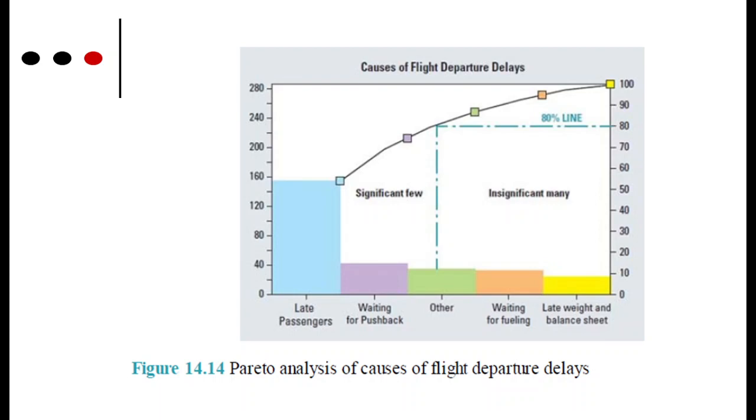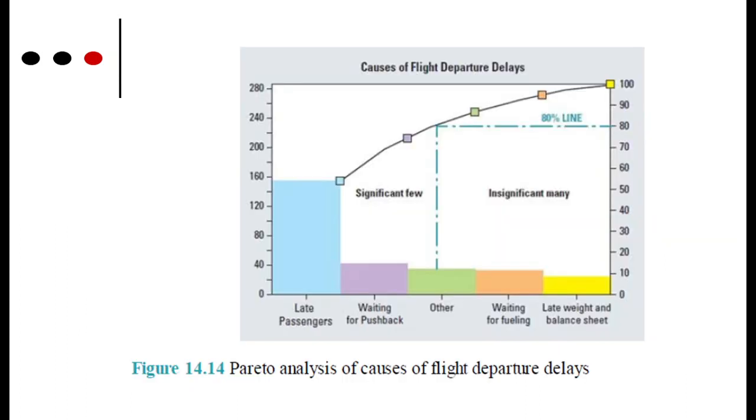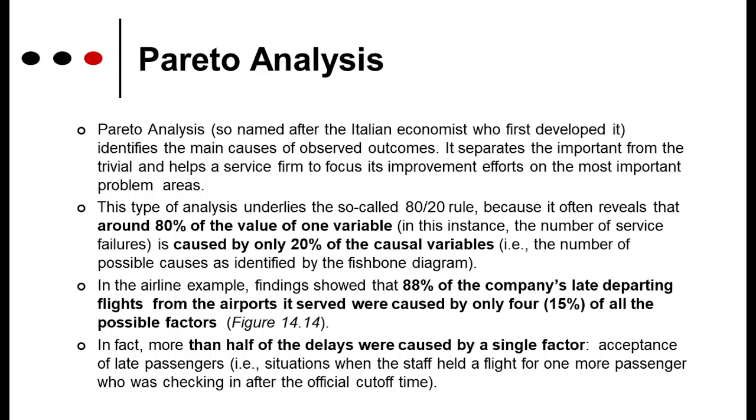departure delays. Now, if we look further, more than half of the delays were caused by a single factor, acceptance of late passengers. You see there in that histogram-like depiction, late passengers have a higher bracket in terms of the histogram, right?